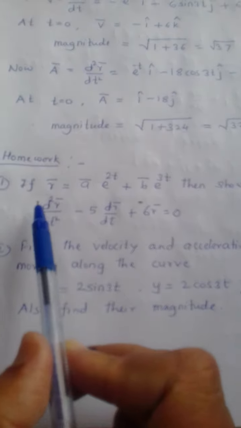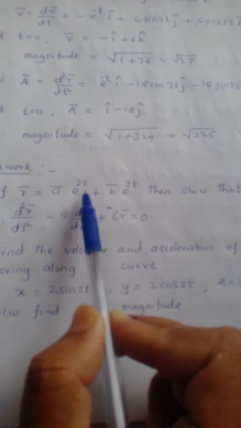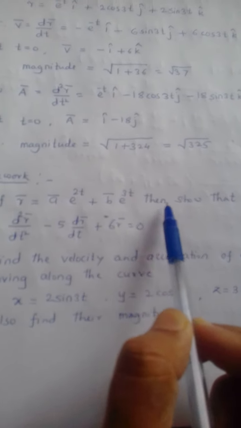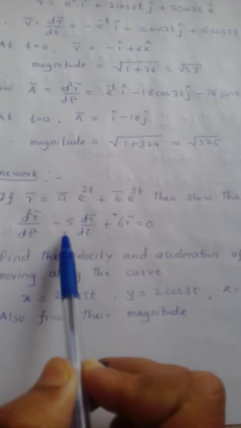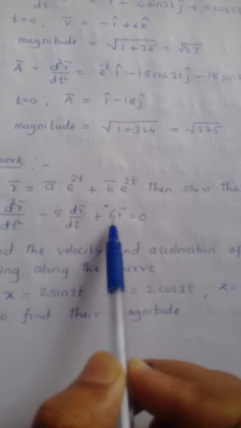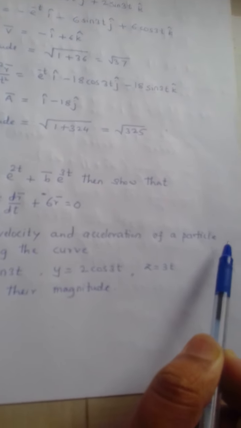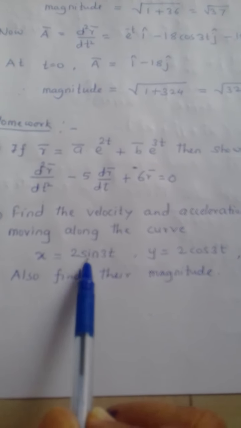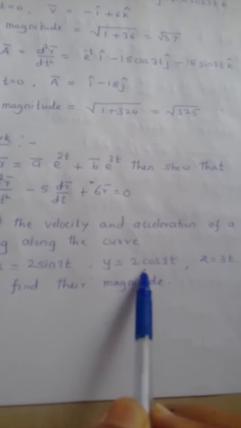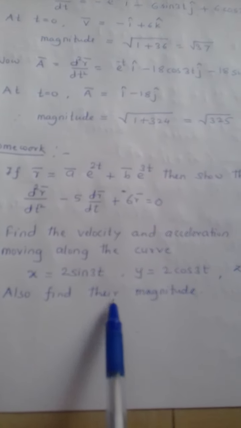Now homework on this point. First question: if r bar equals a bar e raised to 2t plus b bar e raised to 3t, then show that d2 r bar by dt square minus 5 dr bar by dt plus 6 r bar equals 0. And the second one: find the velocity and acceleration of a particle moving along the curve x equals 2 times sin of 3t, y equals 2 times cos of 3t, z equals 3t. Also find their magnitude.